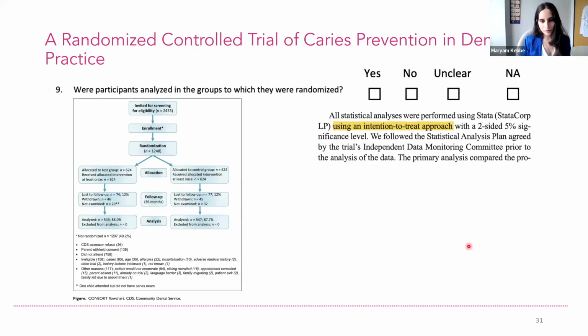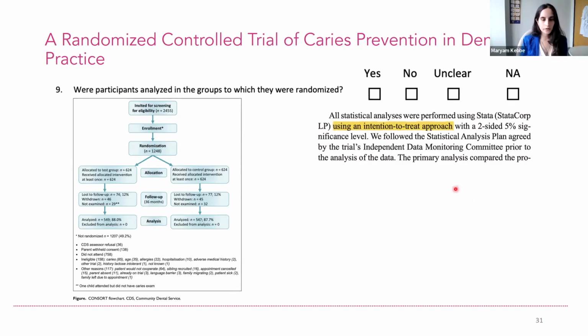Now, this question refers to intent to treat. Were participants analyzed in the groups to which they were randomized? So remember, once randomized, always analyzed. And so here they say that all statistical analyses were performed using STATA, using an intention to treat approach. And so you would think that because they say they did an ITT, that they actually did an ITT.